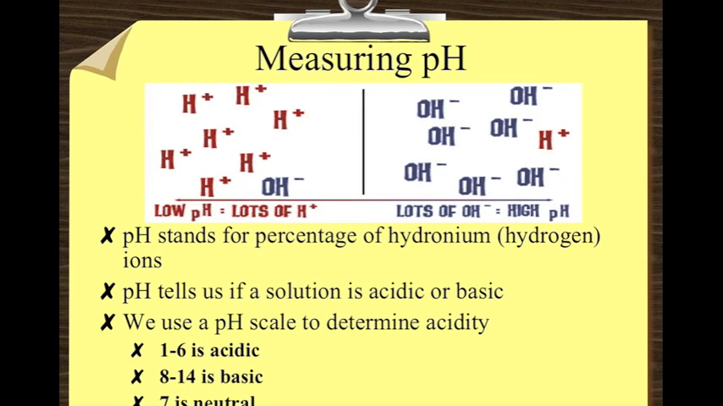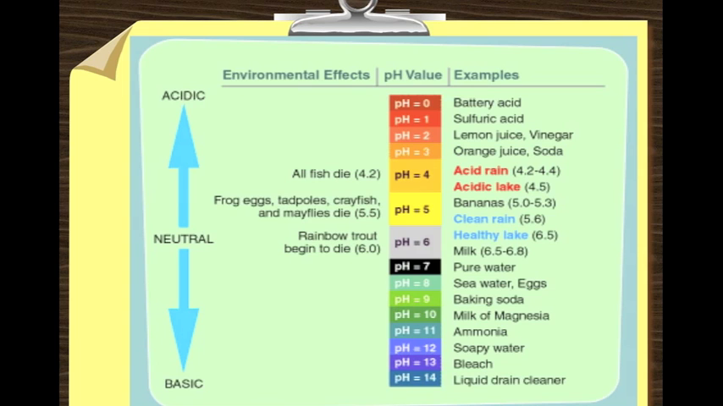Now, the way we measure acidity and being basic, we do that with the pH scale. Specifically, the pH stands for the percent of hydronium or hydrogen ions in a solution. pH tells us if the solution is acidic or basic. Anything below 7 is considered acidic. Everything above 7 is considered basic. And 7 is neutral. Again, remember that pH is the percent of hydrogen ions. We can see on our pH scale that the acids are red and bases are blue.